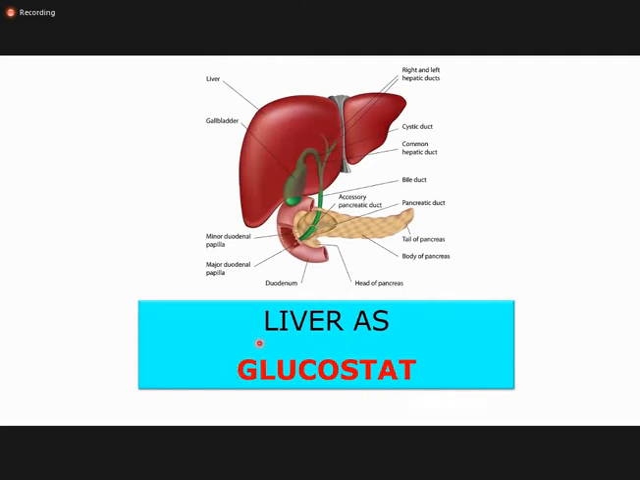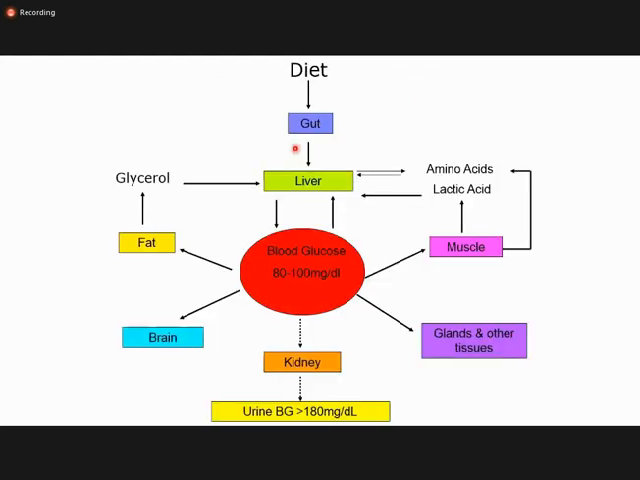glucose concentration. Because it plays an important role, all the metabolic pathways related to carbohydrate metabolism take place within the hepatocytes, like glycogen breakdown, glycogen synthesis, how it is being stored, how it is being released. All these major metabolisms take place in the liver. Now, just to sum up how the liver plays an important role as a glucostat, how it maintains the blood glucose concentration.